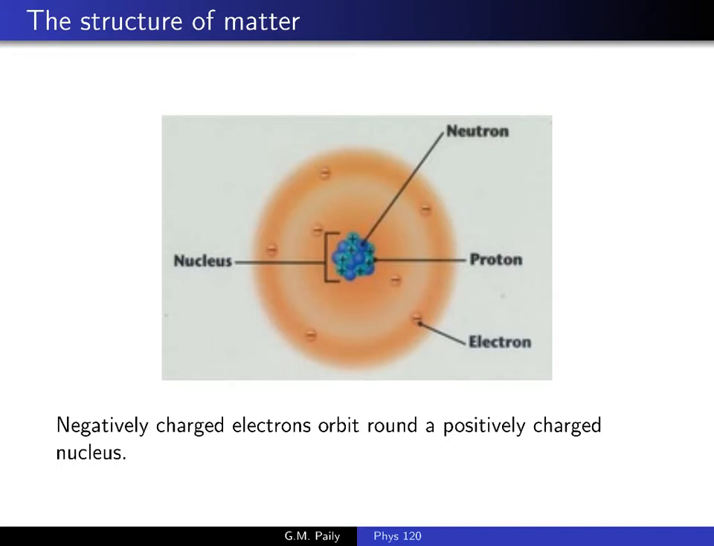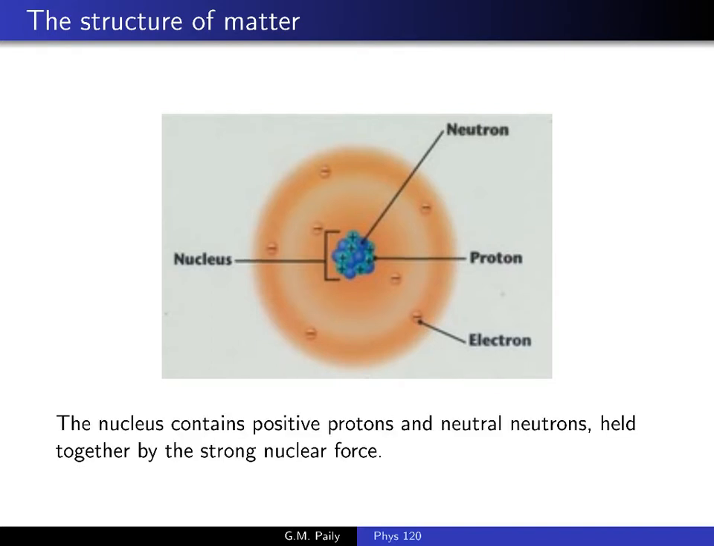An atom consists of a positively charged nucleus surrounded by a cloud of negatively charged electrons. The nucleus contains both protons, which are positively charged, and neutrons, which are neutral. Since the protons are positively charged, two protons in the nucleus will repel each other. The protons and the neutrons are held together by the strong nuclear force.